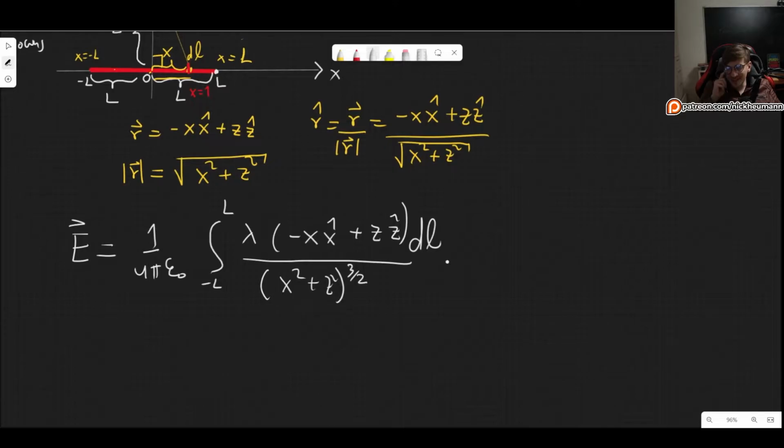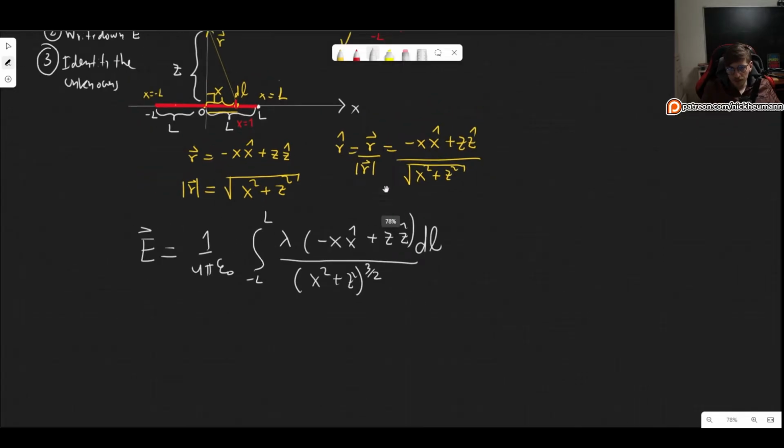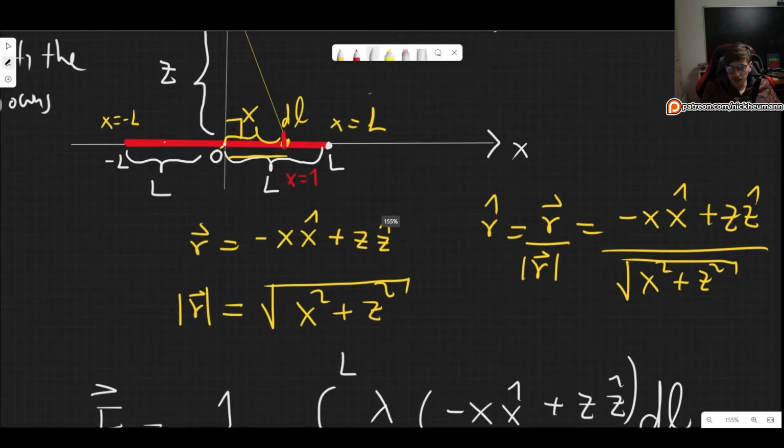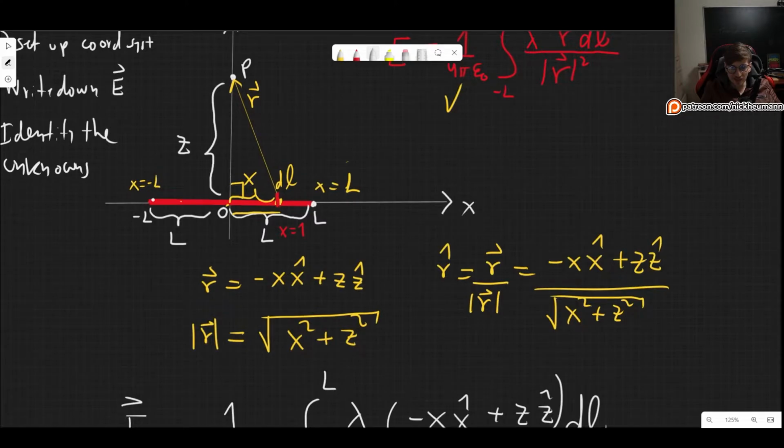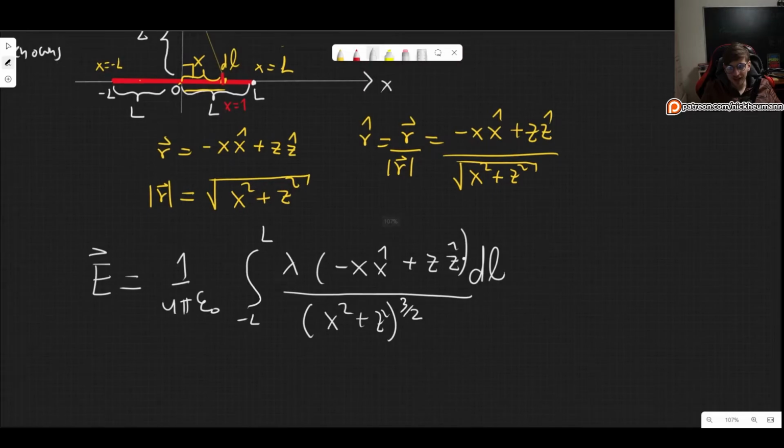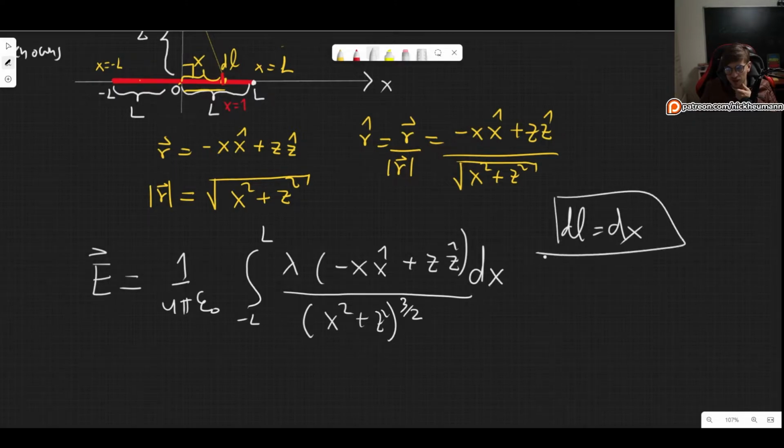Well, what is dl? Well, if we take a look at what's going on here, what we are doing is we are integrating over this line, which goes entirely in the x direction. So a change in L, in where you are in the line, is just a change in where you are in the x direction. Okay, so dl, just to put it clearly, is simply dx. So that's what I just did.